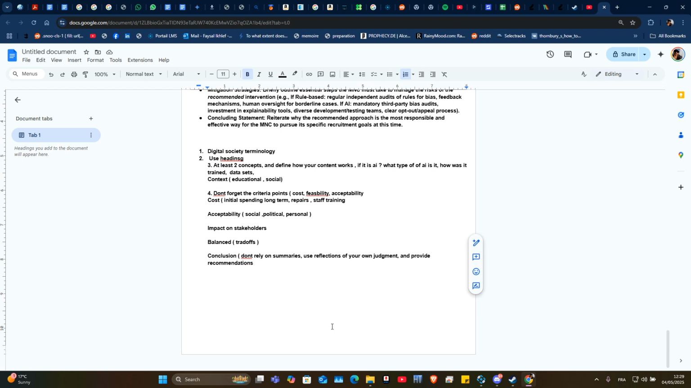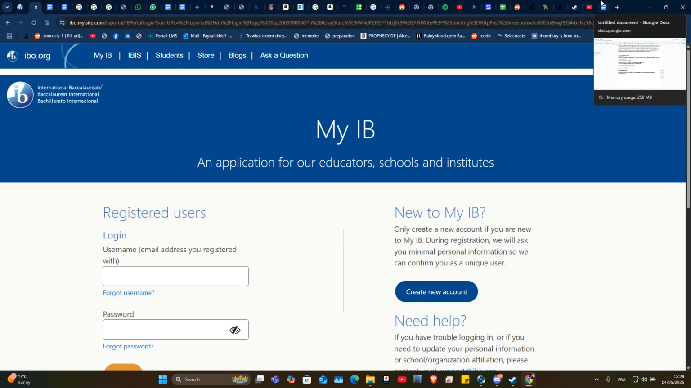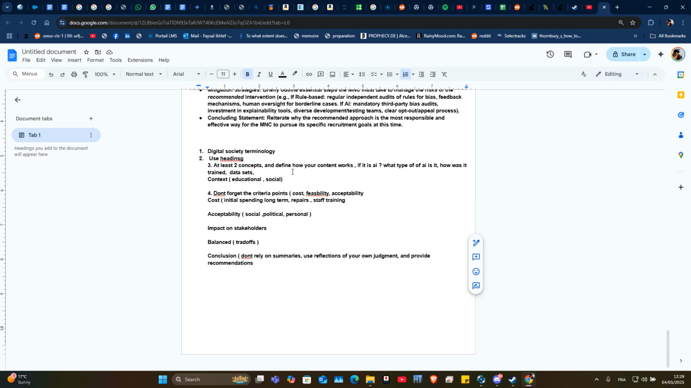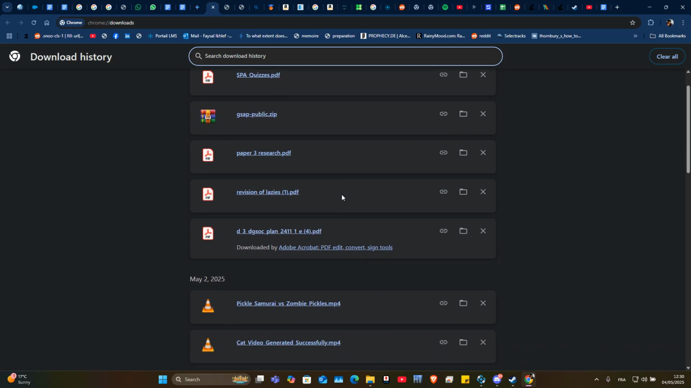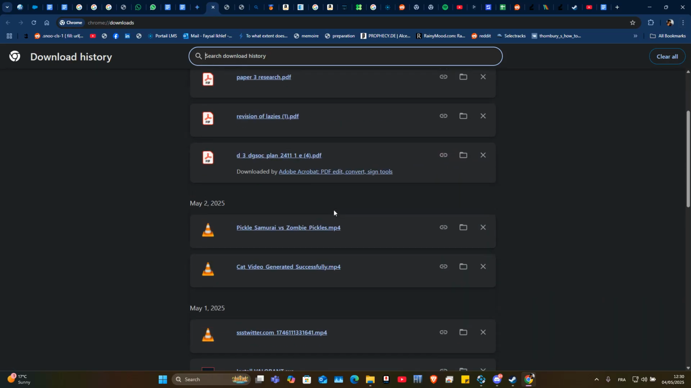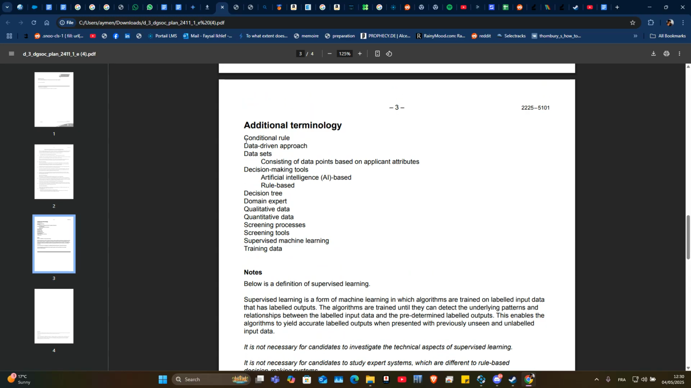So yeah, that's it. And again, one last recommendation: read the pre-release and scroll down. If you scroll all the way down in the pre-release, there is a list of terminology. So try to focus on that terminology. These words will be mentioned in the exam, and you might need them. So please give 10 minutes of your time to understand all of these things, okay?